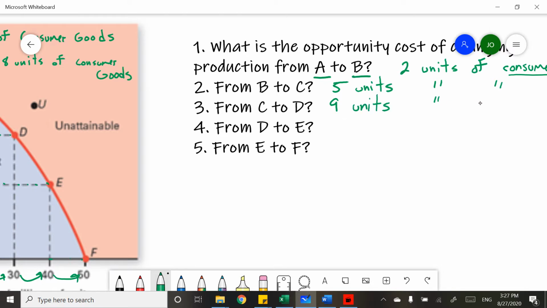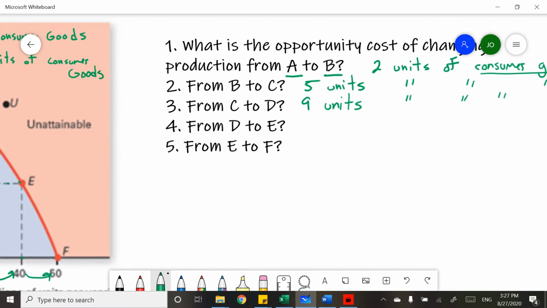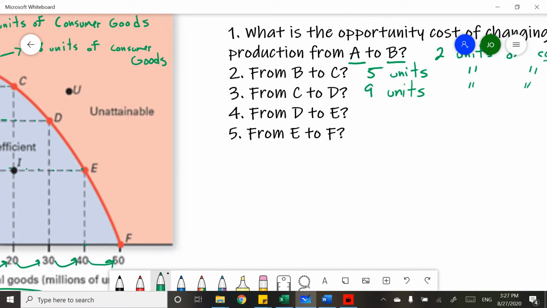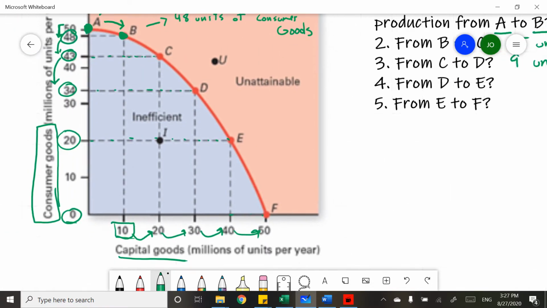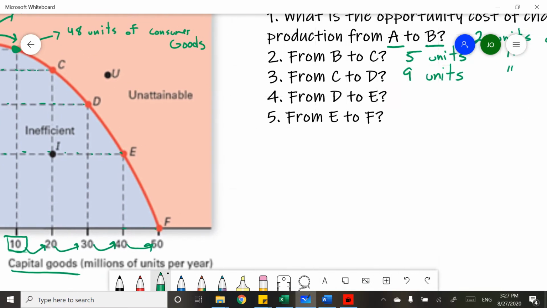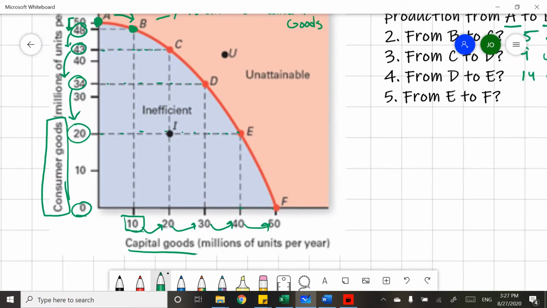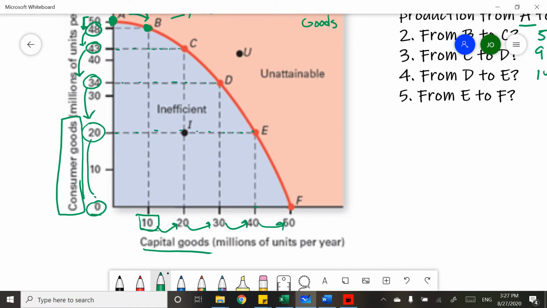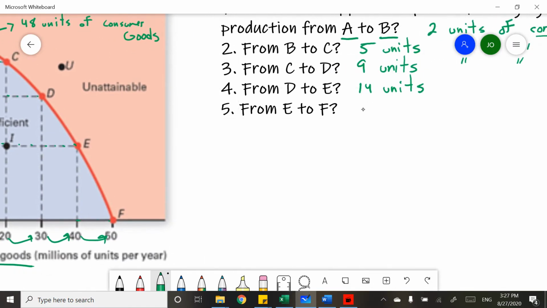Of consumer goods. Those quotation marks are just to show you that it's the same thing as above. We're always giving up consumer goods. If we go from 34 to 20, that's 14 units. And then from E to F, 20 minus 0 is 20.